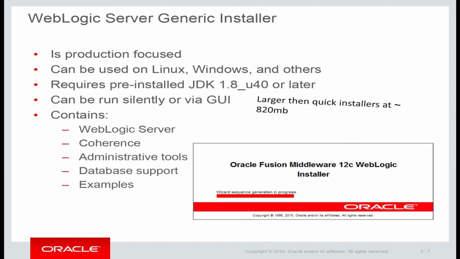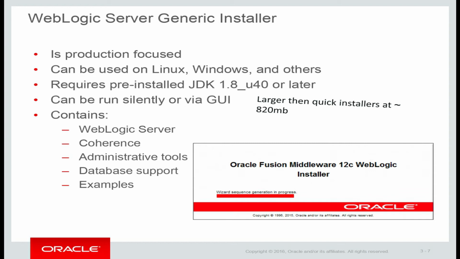Here we will see the generic installer. All the installations are almost similar. The generic, quick, and supplemental installations are very much similar and can be done very easily in a few minutes. You can install WebLogic in 5 to 10 minutes, so this is not a long installation. The generic installation is production focused. It has almost all the things, but not everything like the infrastructure, and you can quickly install it on Linux and Windows platforms.